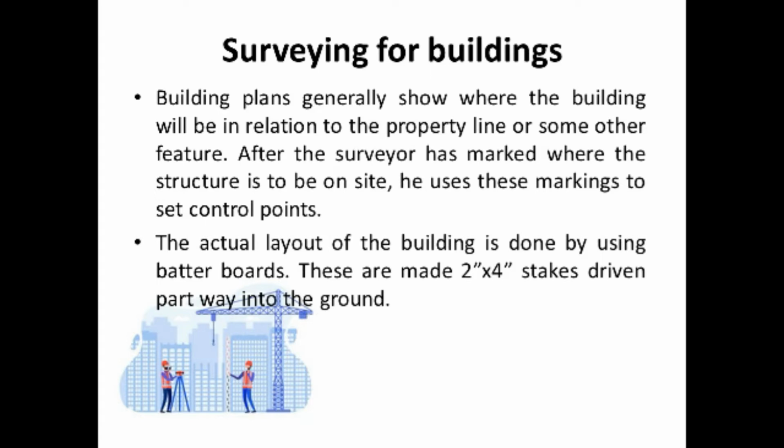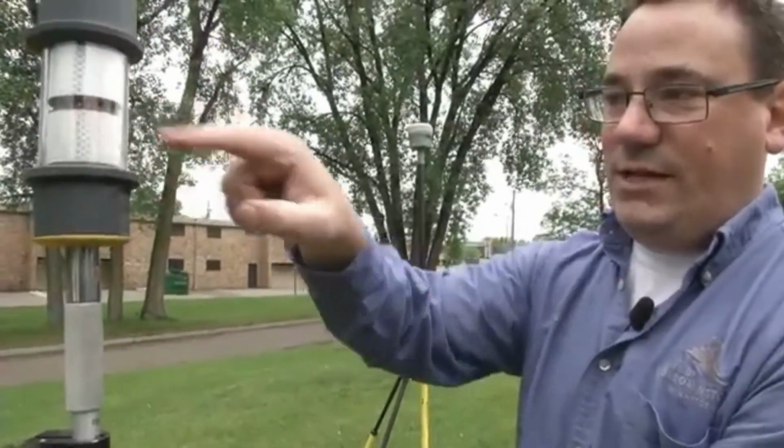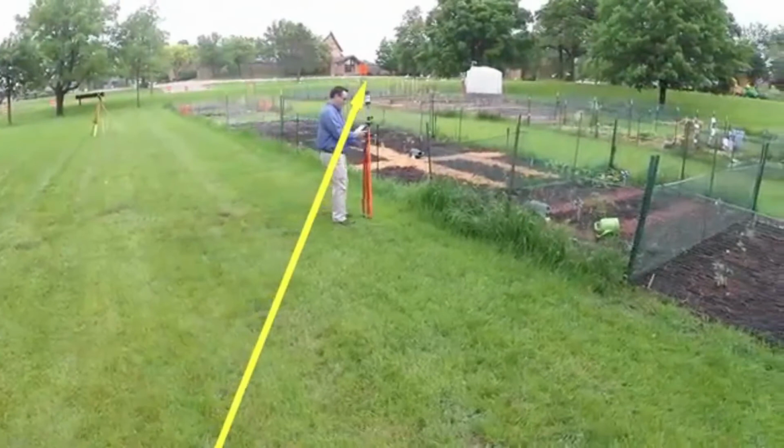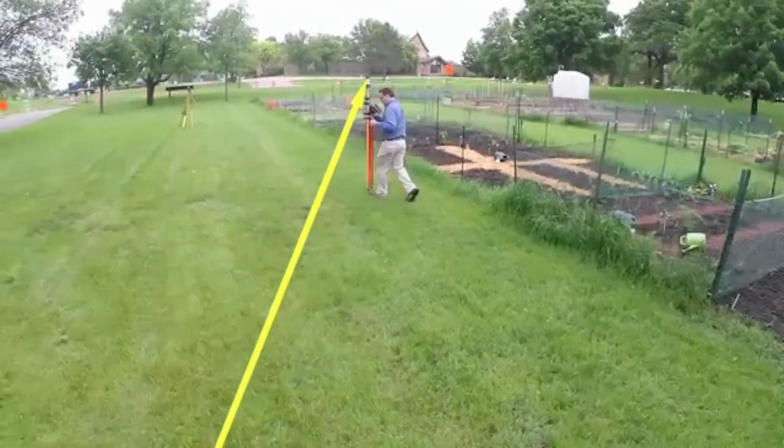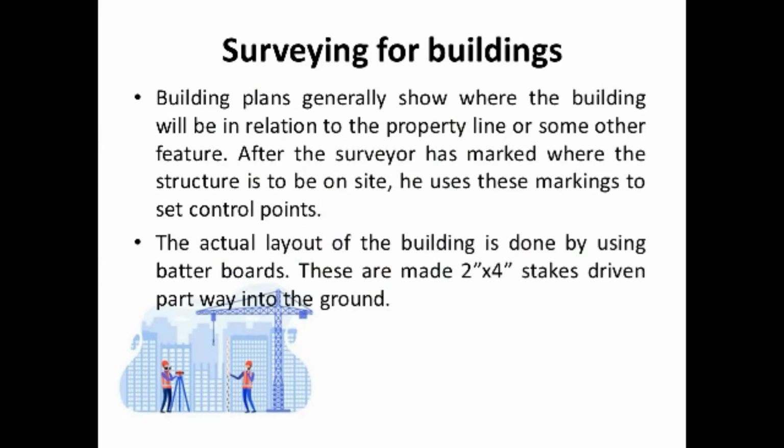Ito naman yung sa surveying for buildings. Building plans generally show where the building will be in relation to the property line or some other feature. After the surveyor has marked where the structure is to be on site, he uses these markings to set control points. Control points are the points from which to measure both horizontal and vertical distances. Control points are put any place where they will be safe from the construction equipment.